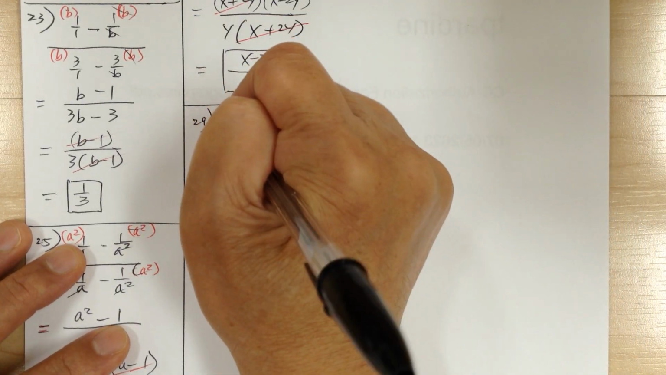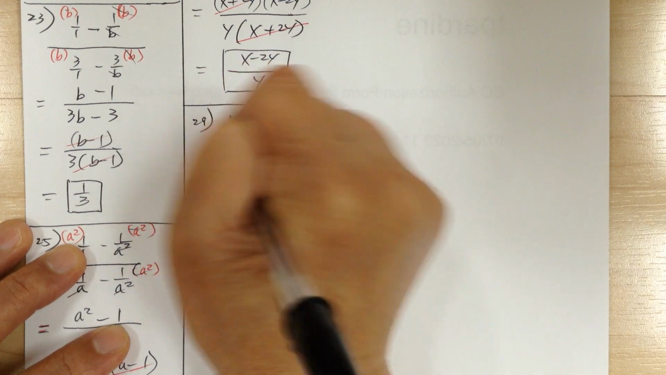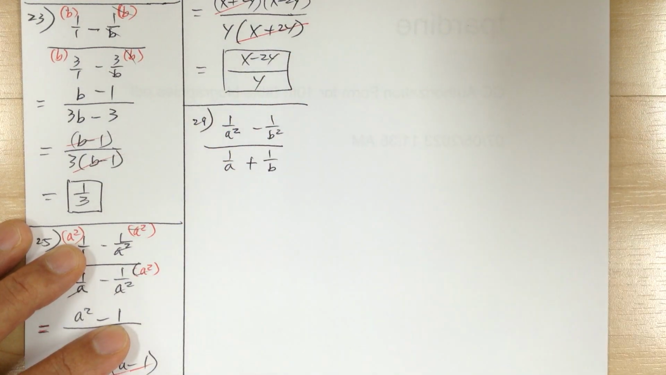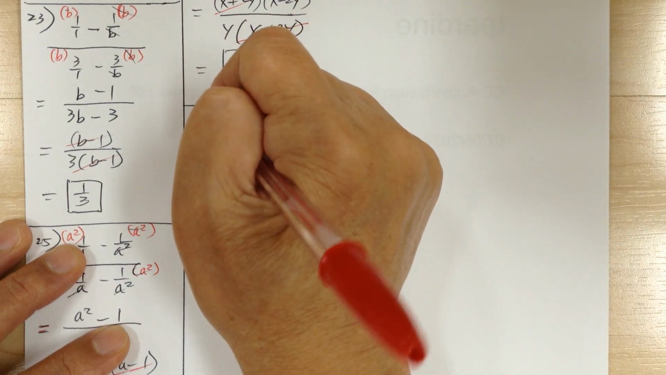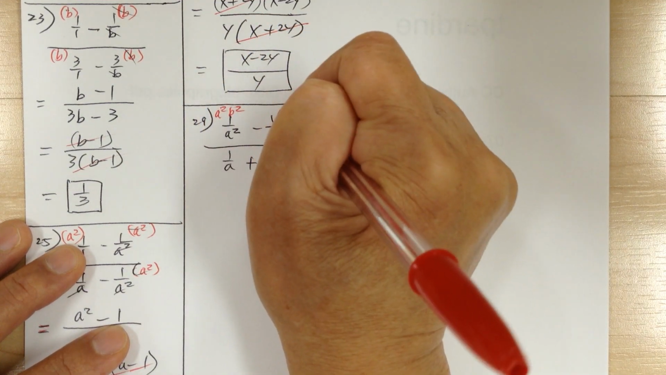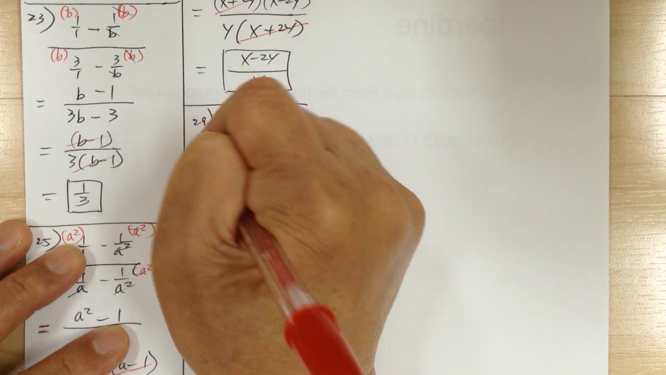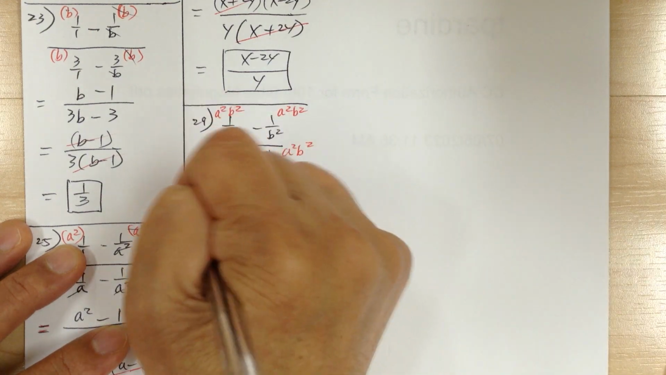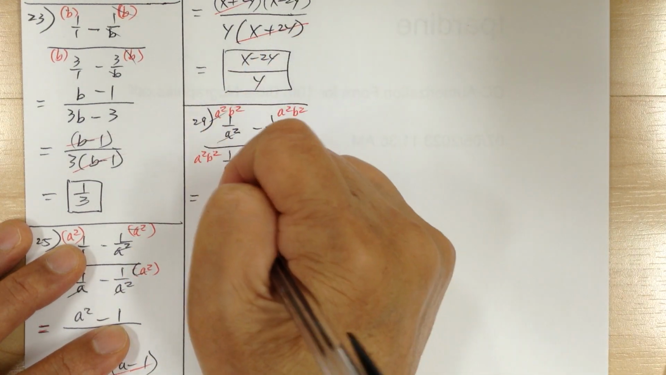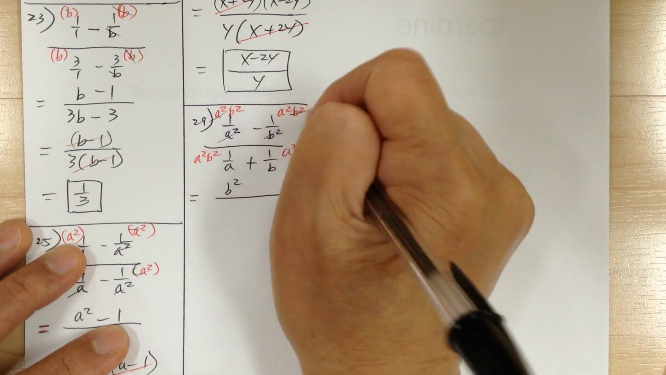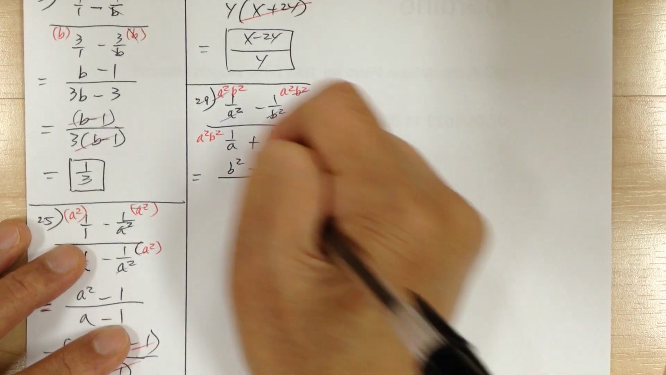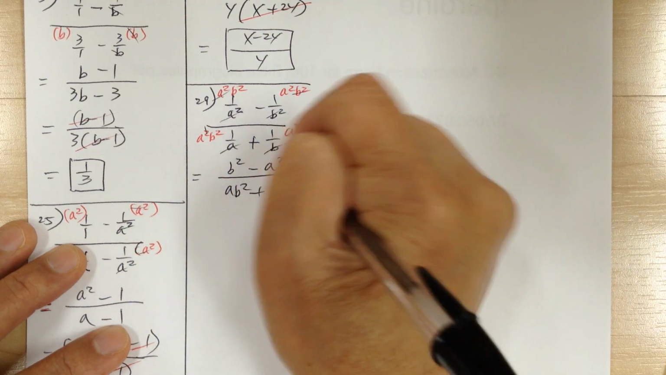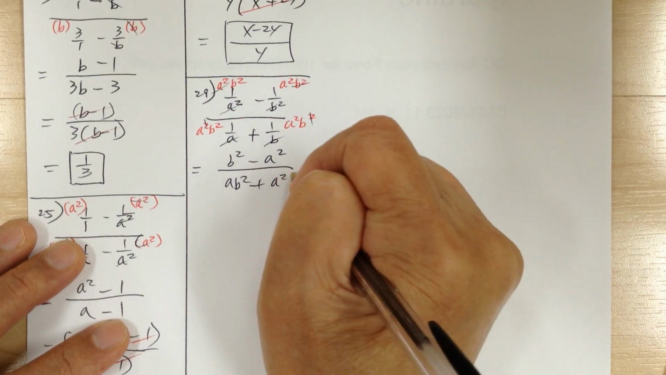Okay, you've got (1 over a squared minus 1 over b squared) over (1 over a plus 1 over b). So your LCD is a squared b squared. Again, write it down, it helps you to visualize. Okay. So this a squared cancels out, so you've got b squared. Over here the b squared cancels out, so you get minus a squared. Over here the a cancels with the a, so you get ab squared. This one the b cancels with the b, so you get a squared b.